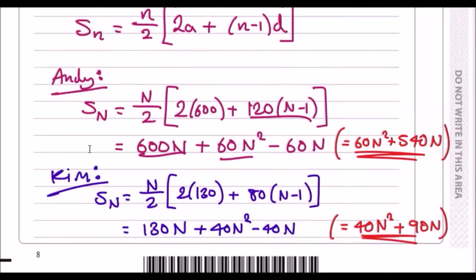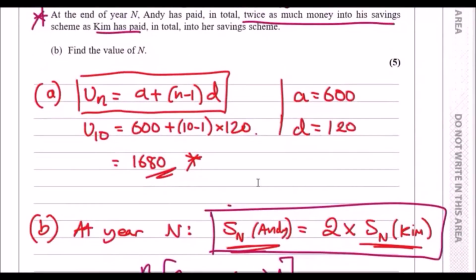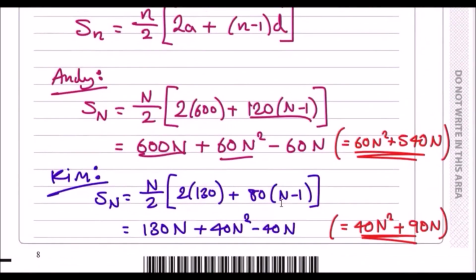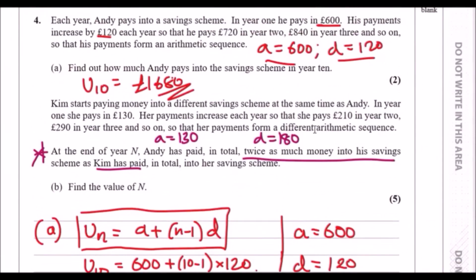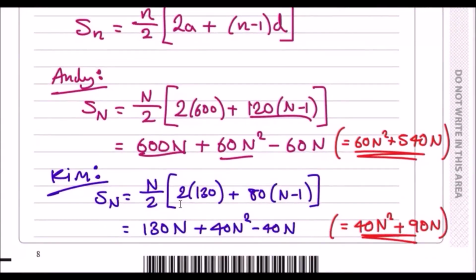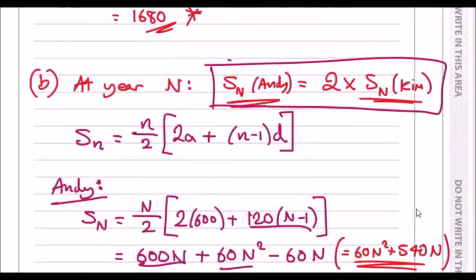So do the same for Kim as well, because this time Kim has a first term of 130 and a difference of 80 pounds. And you just repeat the method. Plug it in and you should be good to go. And doing that, you should get 40n squared plus 90n. Now, this is the main part.